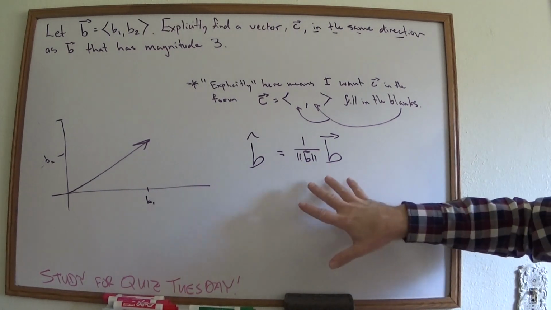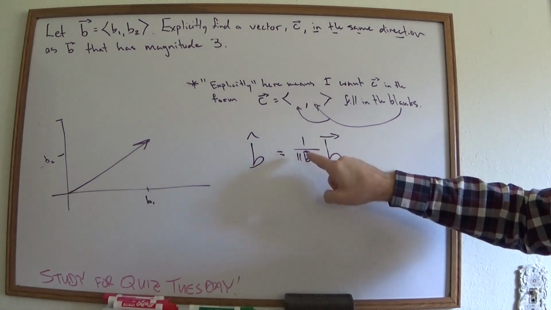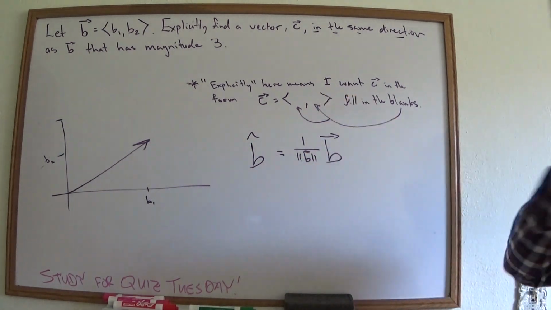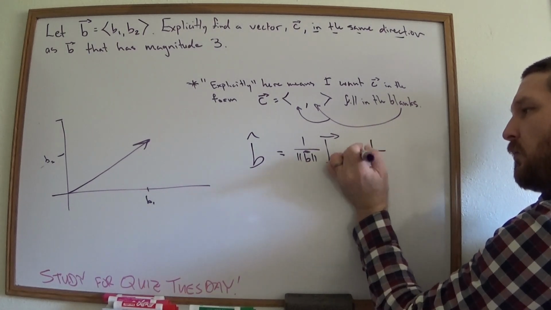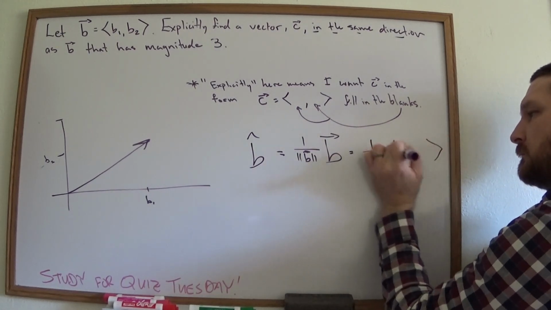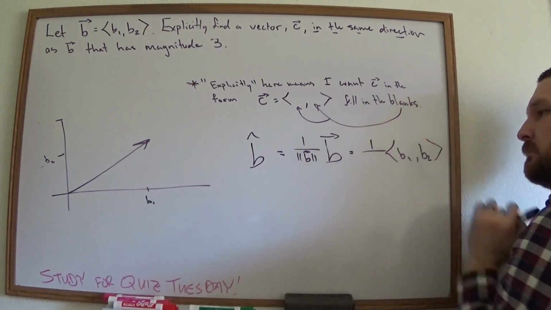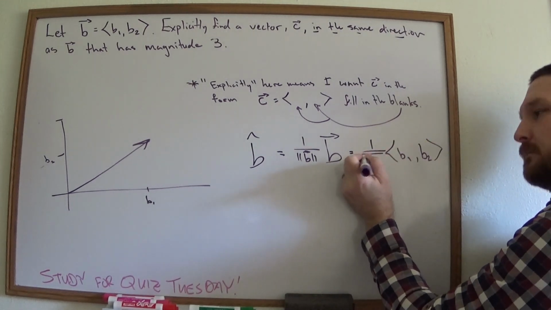And that would be, in fact, where we could stop. I could just put a 3 right there and that would be done. But I want it explicit, so let's be explicit here. 1 over, what is the magnitude? The square root of b1 squared plus b2 squared. There we go.